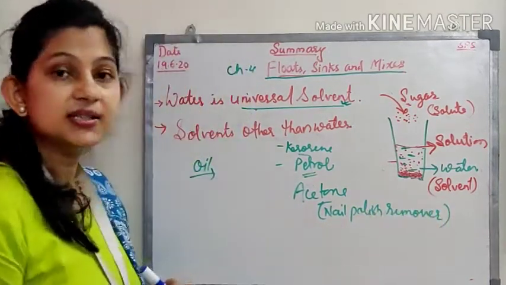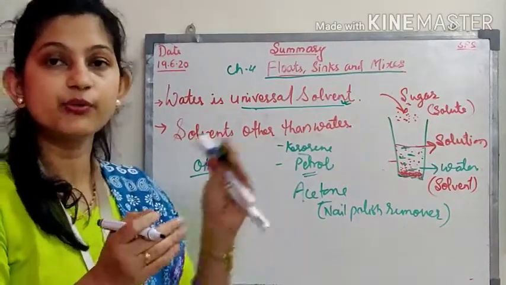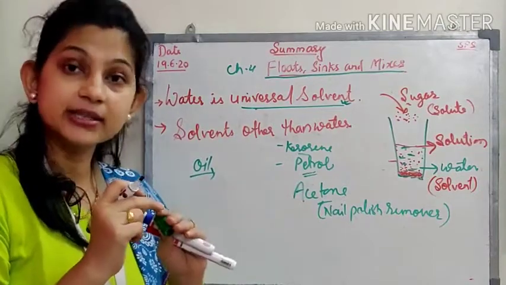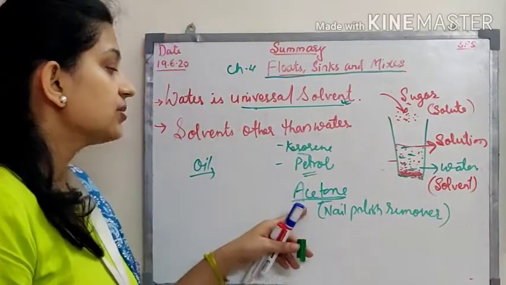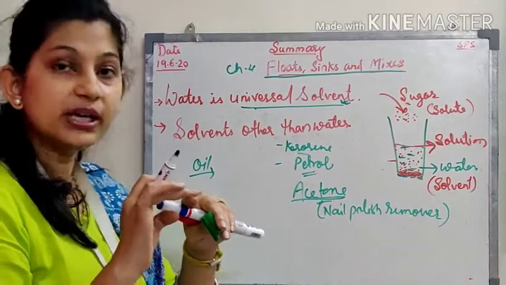Yes, when we apply nail polish, especially girls, if you wash it with water, it is not going to get removed. They apply thinner. And what actually is in thinner? It is generally acetone. So acetone acts as a solvent for removing nail paints.